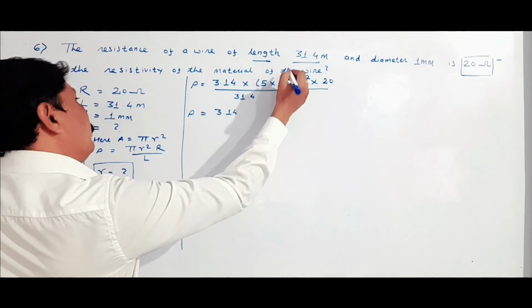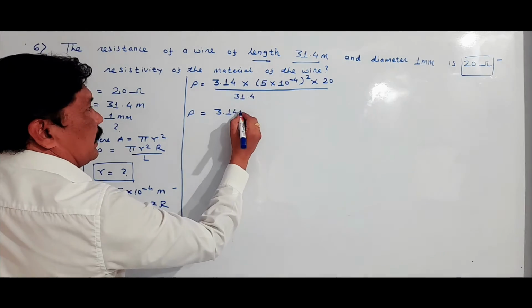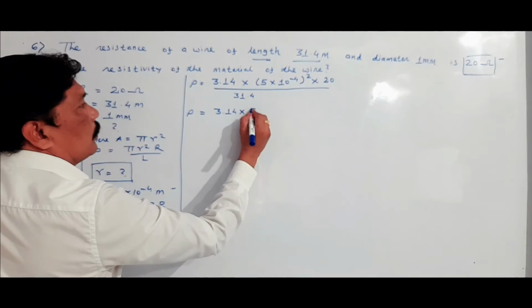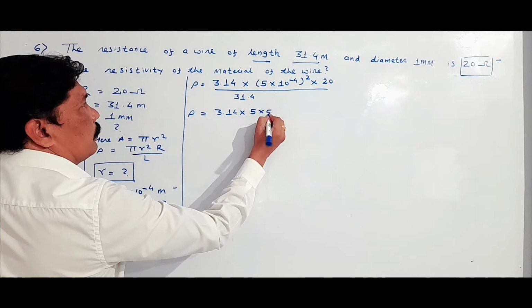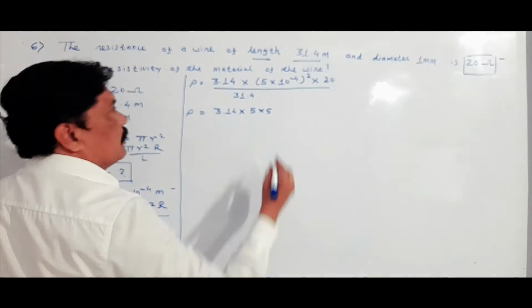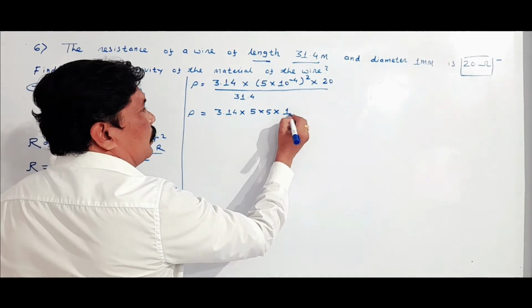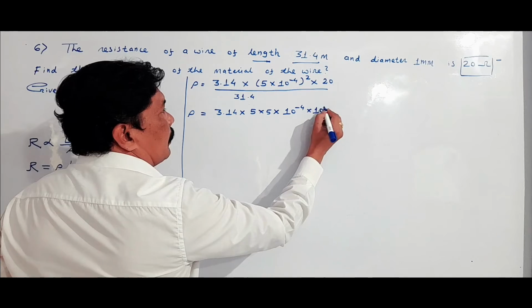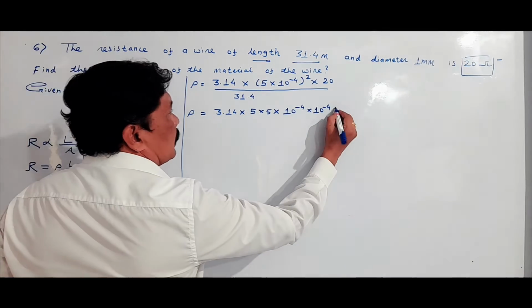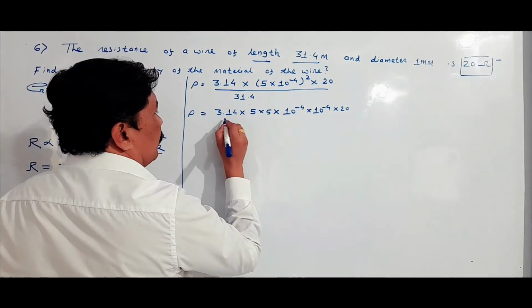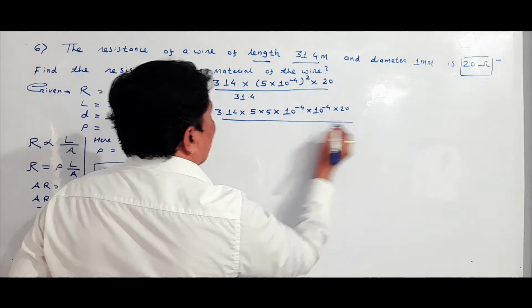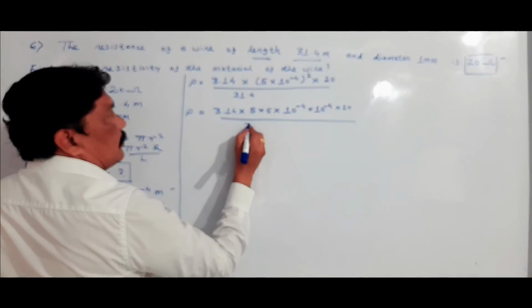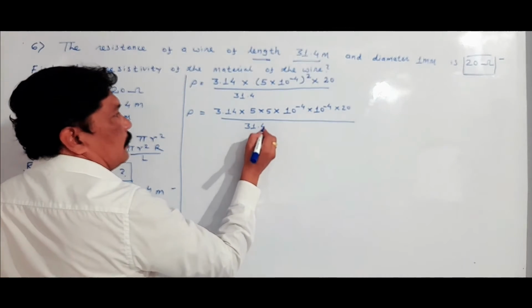Five into 10 to the power minus 4 square. So we can write it as 5 into 5, square means 2 times multiplication, into 10 to the power minus 4 into 10 to the power minus 4, 2 times multiplication, into 20 upon 31.4.